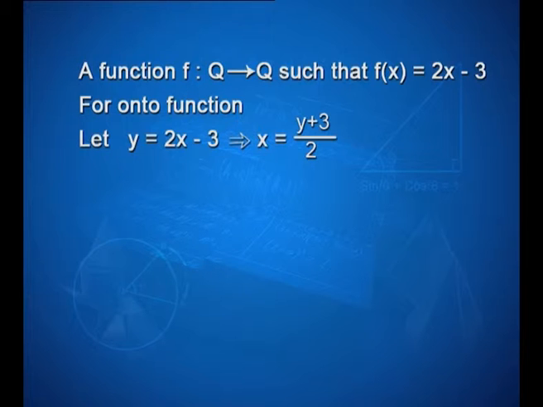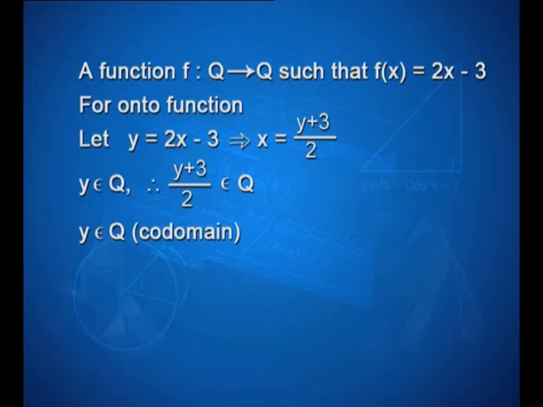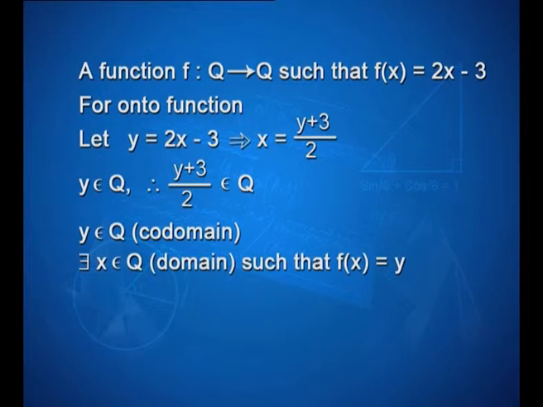This implies x is equal to (y plus 3) by 2. Let y belong to the set of rational numbers. Therefore, (y plus 3) by 2 also belongs to the set of rational numbers. So, we can see that for y belonging to Q, the codomain, there exists x belonging to Q, the domain, such that f of x is equal to y. Therefore, f is an onto function.